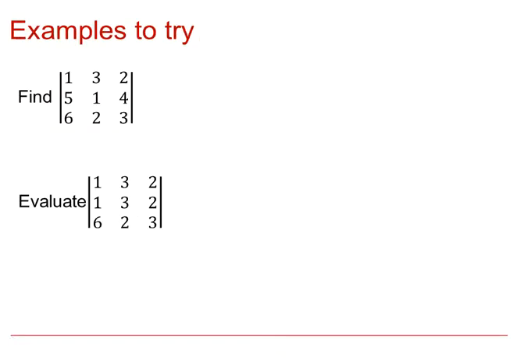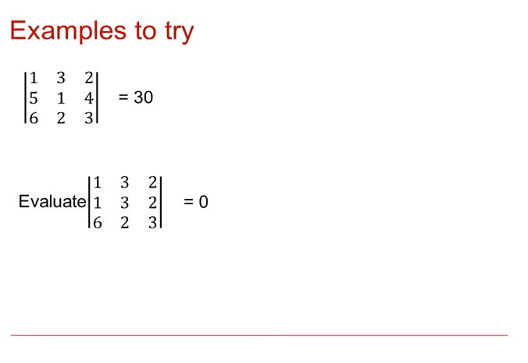Here are some examples for you to try, so please pause the video and use your calculator to work out the determinants. Your calculator should have given you these answers. For the first one, 30, and for the second one, 0.